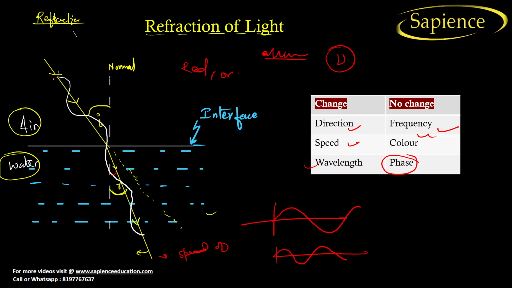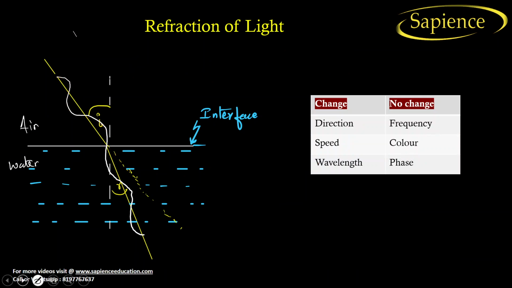What do you mean by phase? Let us suppose a light is moving in this direction, and the wavelength is like this. It will start from here. It won't start from there; it won't just revert its cycle. So it means phase won't change. I hope you have understood this.